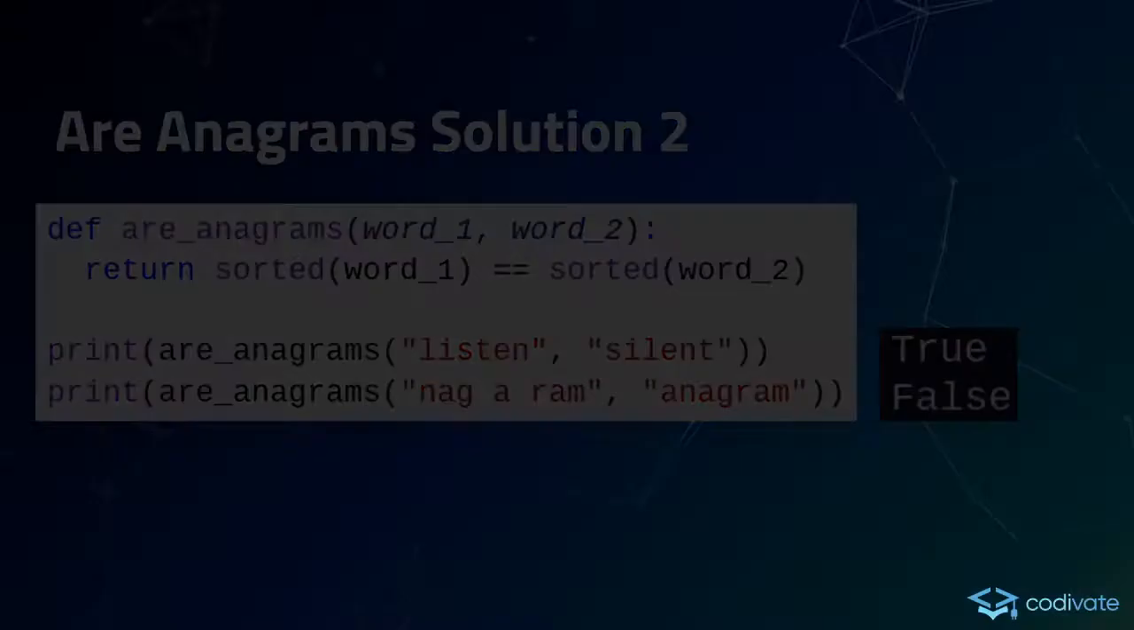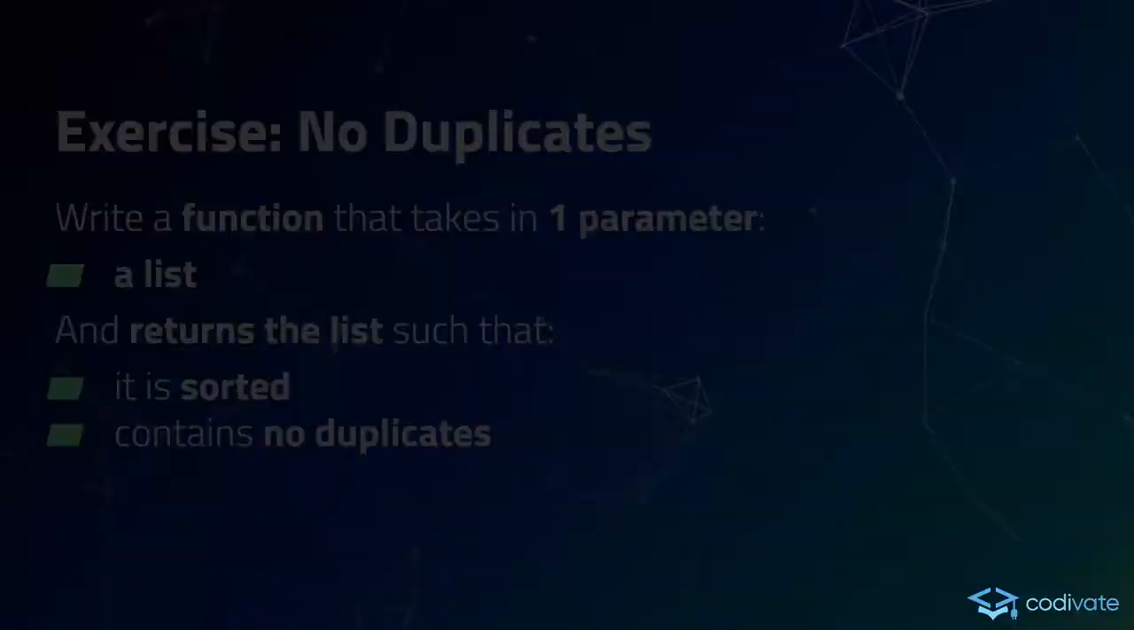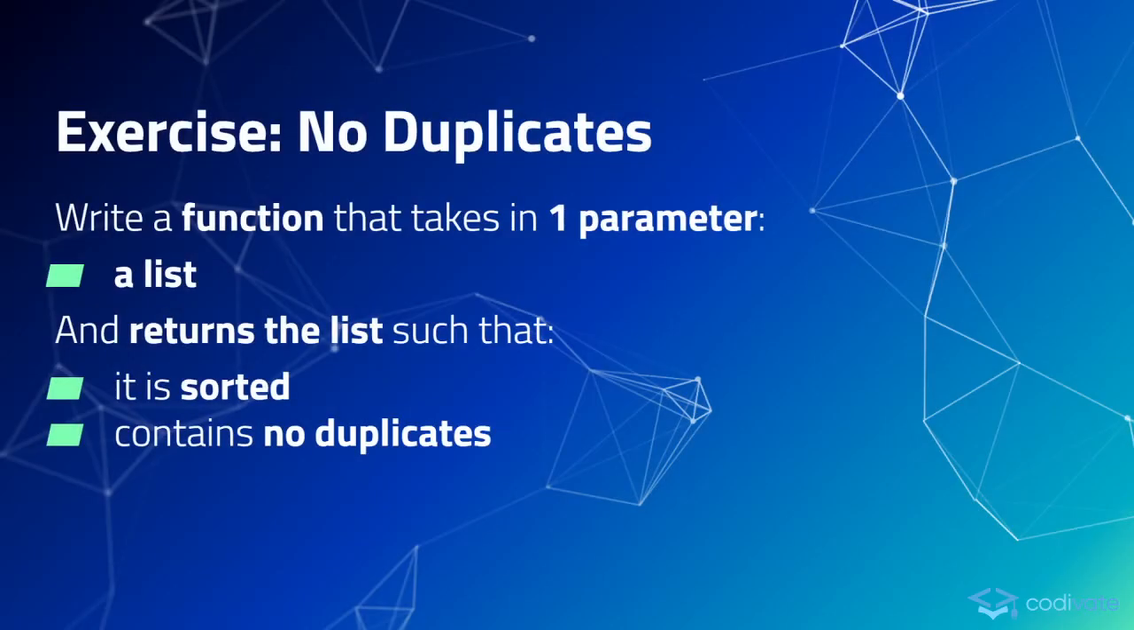Okay, let's go back to the second exercise. Exercise 2, no duplicates. You have to write a function that takes in 1 parameter, a list, and it returns the list such that it is sorted and contains no duplicates.